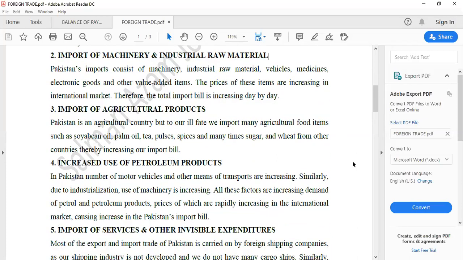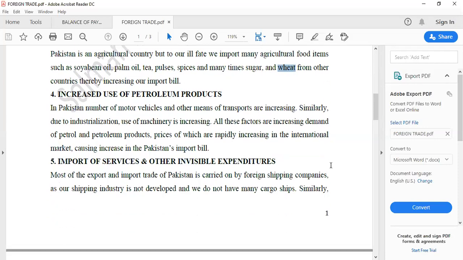Third is import of agricultural products. We import agricultural products such as, as it's written here, soya bean oil, palm oil, tea, pulses, spices, and even wheat sometimes from other countries, which increases our import bill.